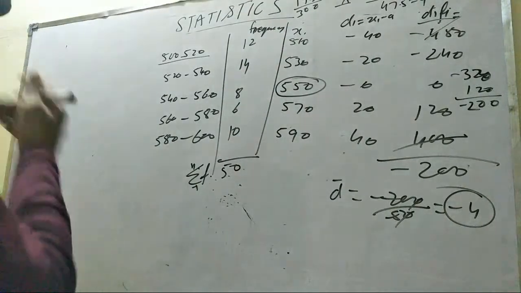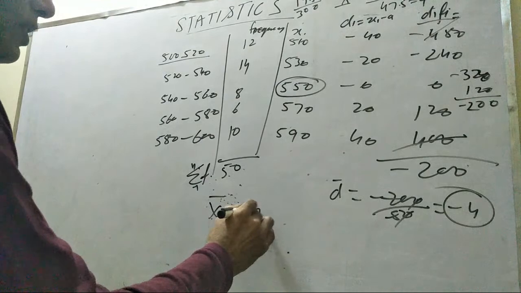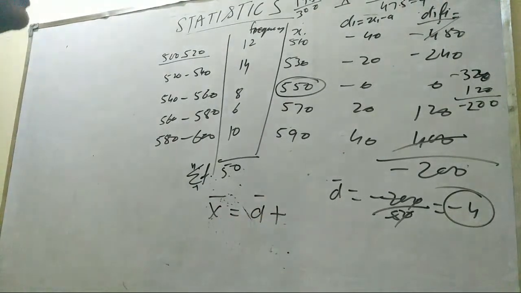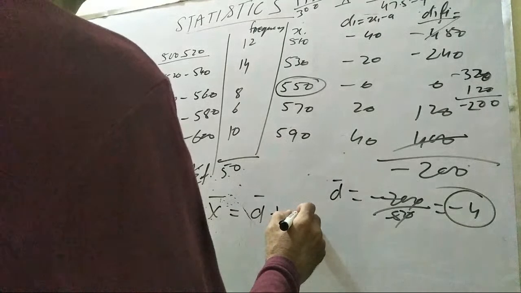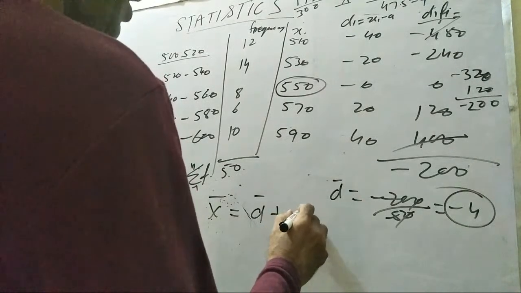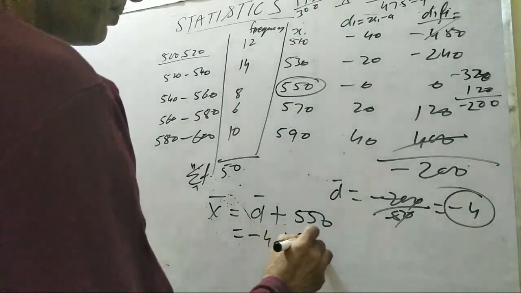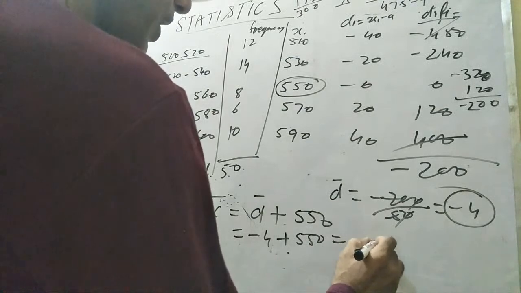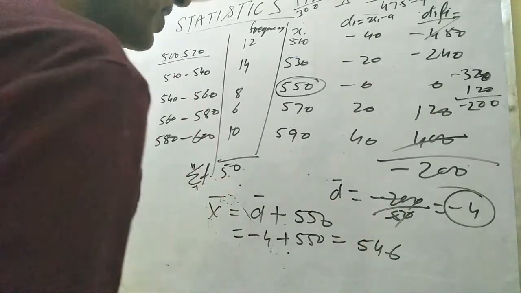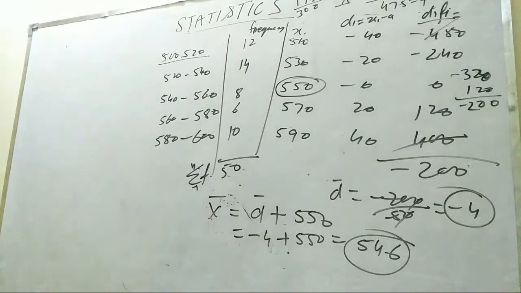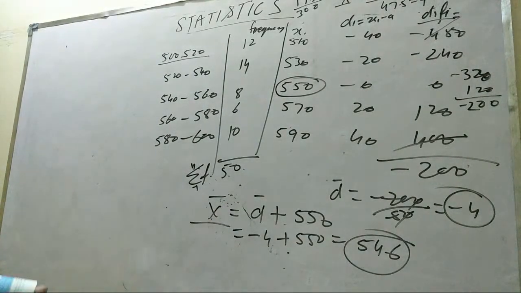And now x mean is equal to d mean plus A. A is, what is the A? 550, and A is minus 4 plus 550, and this is equal to 546. This is the mean of this data from this assume method. This is, by the help of the assume method, we calculate the mean.